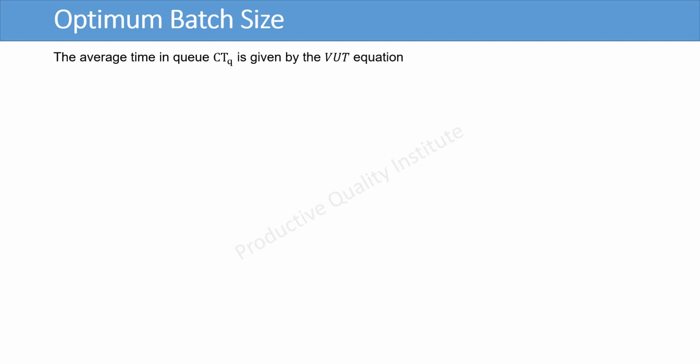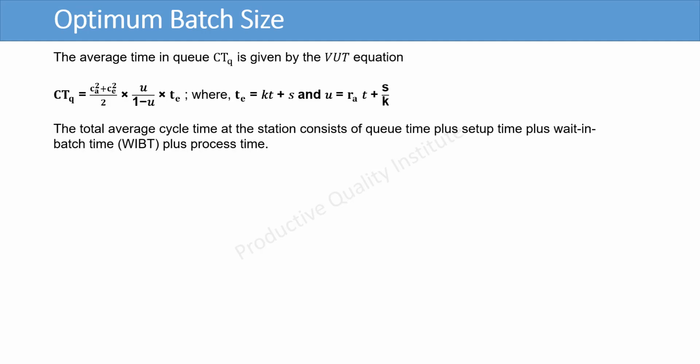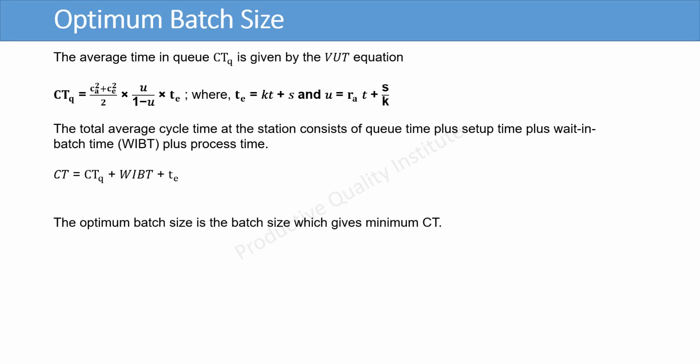The average time in Q, CT of Q, is given by the VUT equation shown here. The total average cycle time at the station consists of Q time, plus setup time, plus wait and batch time, WIBT, plus process time. CT is equal to CT of Q, plus WIBT, plus T of E. The optimum batch size is the batch size which gives minimum cycle time.